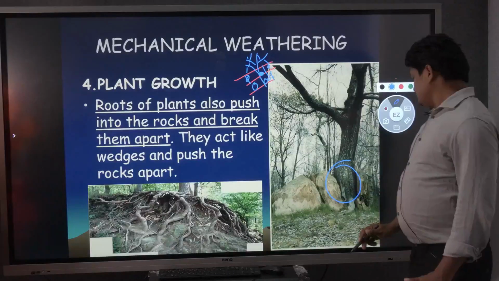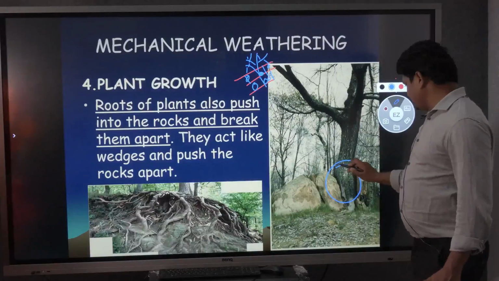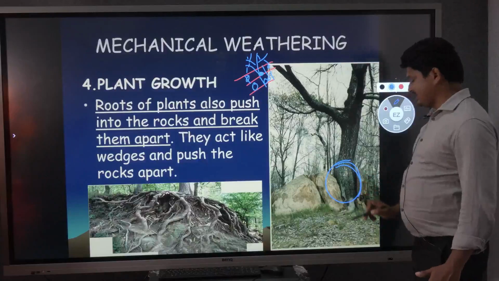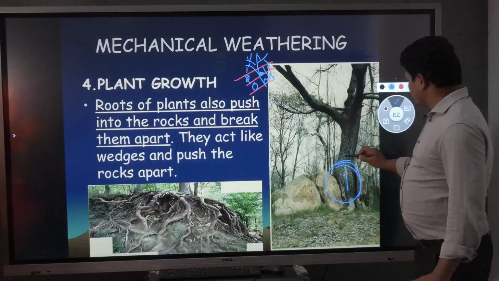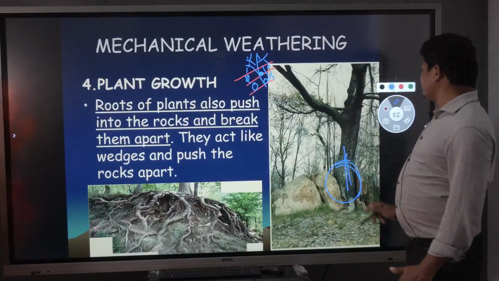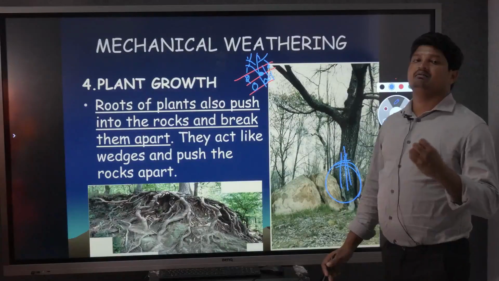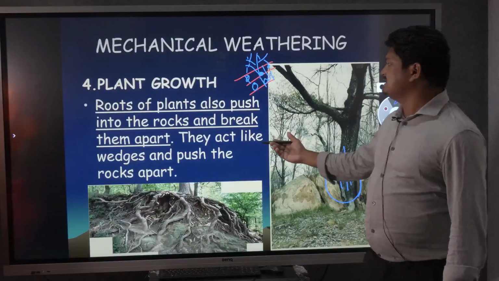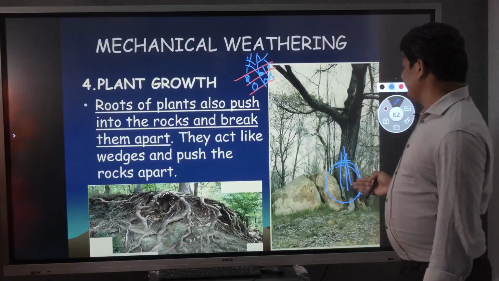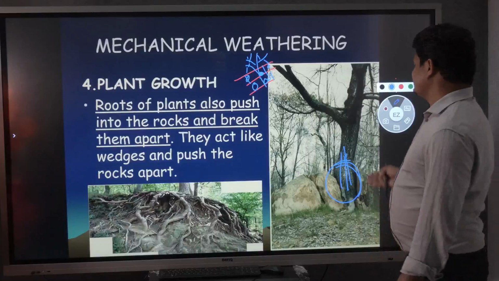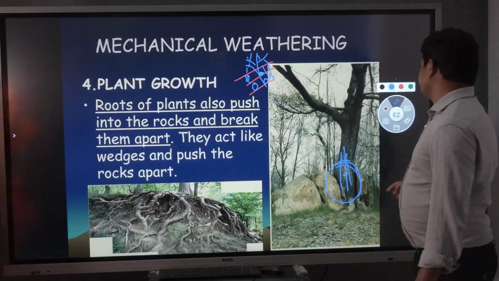So once a seed is kept into any board in that particular rock area, the plant will grow, and sufficient nutrients will be applied to that particular plant, so the plant directly affects weathering. So that we call plant growth. It will directly affect the rock area. So this is also one of the physical weathering.